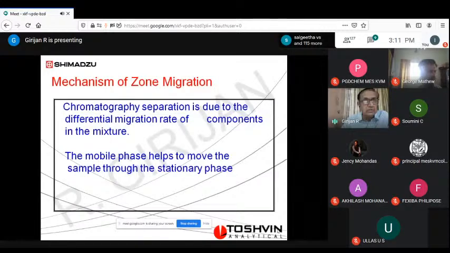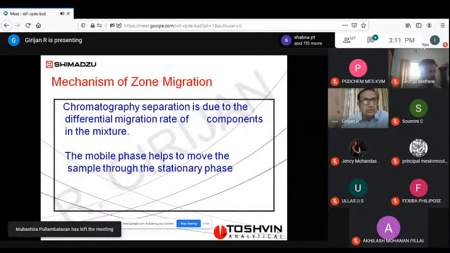Now, when I talked about a binary sample, it's very easy for us to optimize the conditions because my sample only contains two different compounds, A and B. If I take the same example I told you, a perfumery compound, a sample may contain more than 100 different chemical compounds. And if I want to separate all these 100 different chemical compounds through a column, what is required is all the 100 compounds should move at 100 different speeds. Otherwise, many compounds will come together.